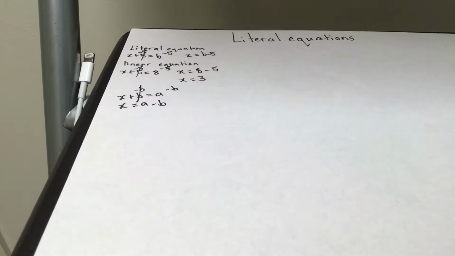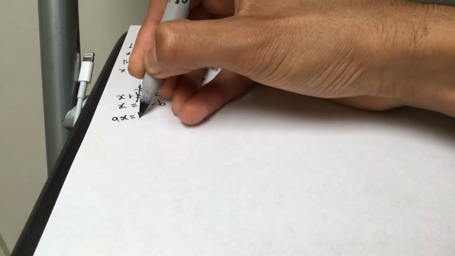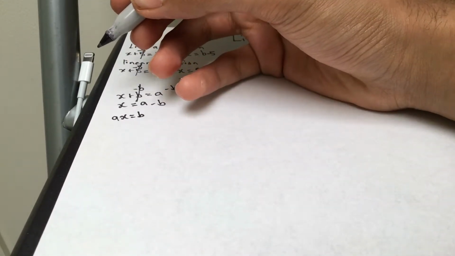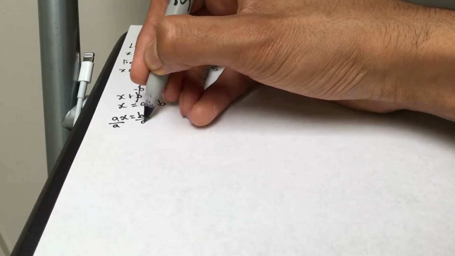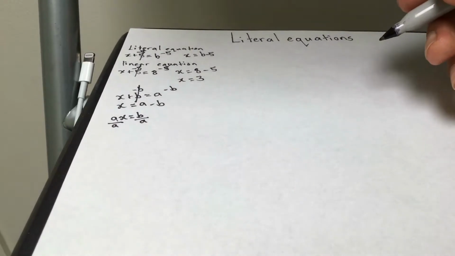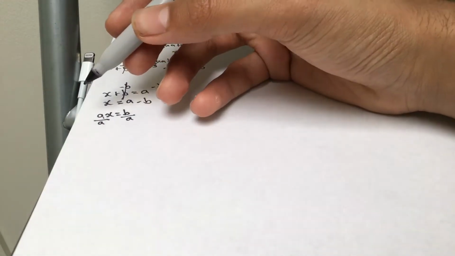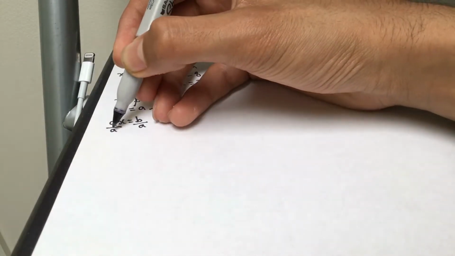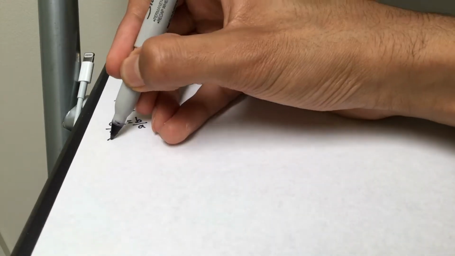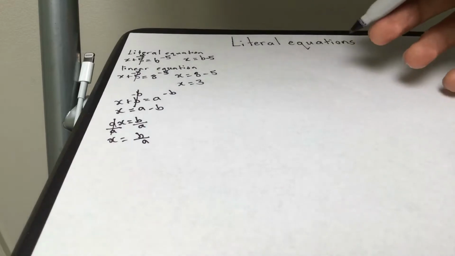Now let's get into some more complex equations. Let's do ax is equal to b. First of all, we need to divide by a on both sides, as we learned from one of our videos on how to do this. You can view that video if you like. So a divided by a cancels out, and we're left with x is equal to b over a. That's how you solve it.